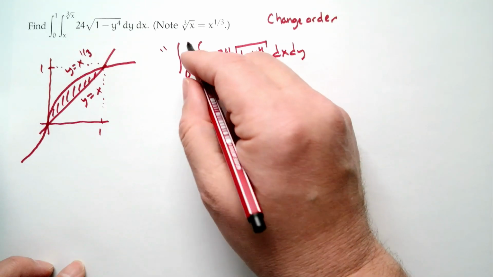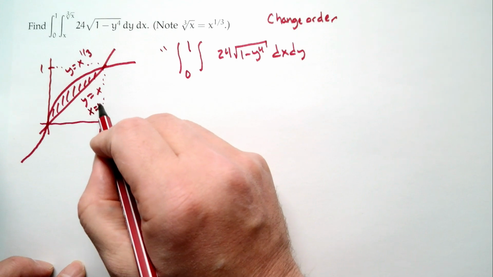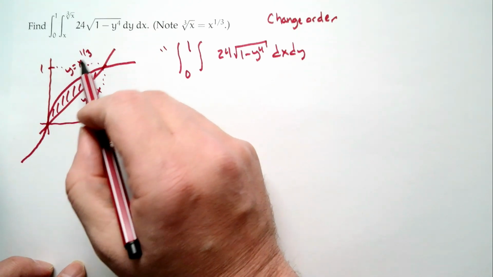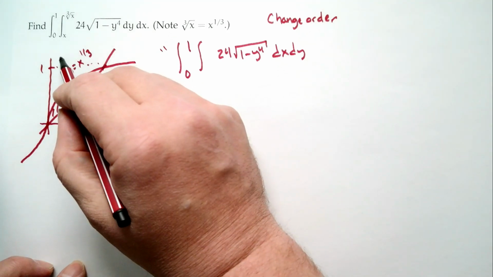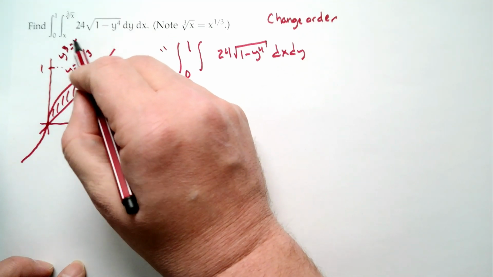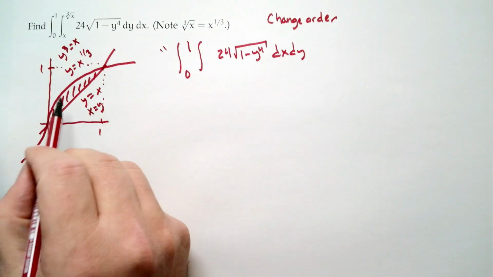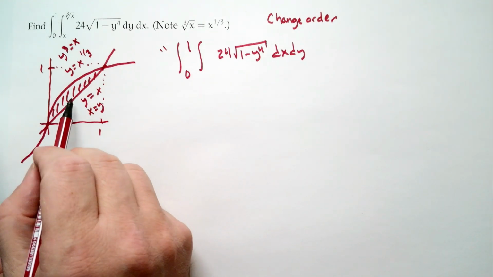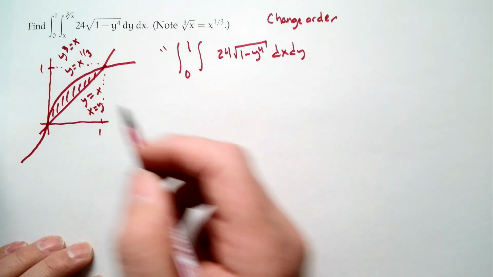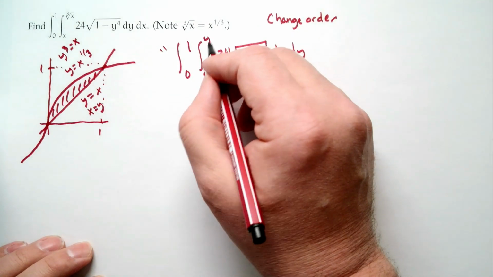Now, where does x go from? So I need to rewrite these curves. So y equals x becomes x equals y. Y equals x to the 1/3. Well, let's cube both sides. That would become y cubed equals x. And now I want to go from left to right. So when I'm slicing up in a horizontal fashion, which is what I'm switching to, it's low value on the left, high value on the right. So we're going to go y cubed to y.